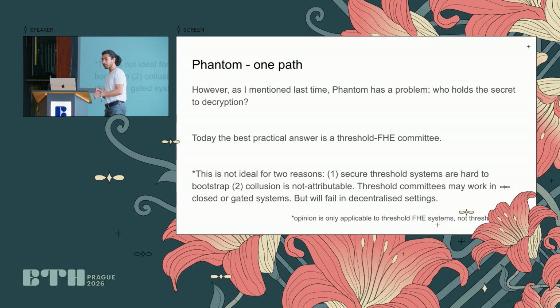First, secure threshold systems are really hard to bootstrap in blockchain systems. People have been trying this for, I don't know, half a decade now. In my opinion, it's not doable. Second, collusion, particularly for threshold FHE systems, is not possible to detect. You cannot detect whether someone has colluded and leaked the secret and hence leaked privacy. And of course, threshold committees may work for closed and gated systems, but those are not decentralized systems.